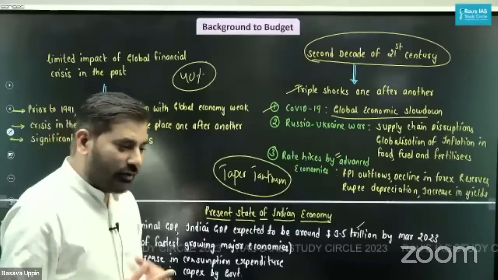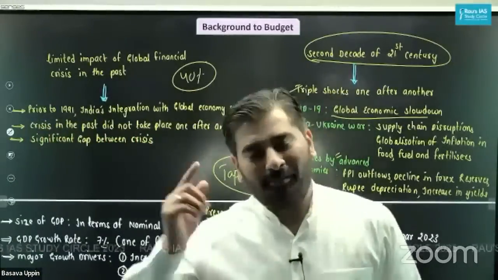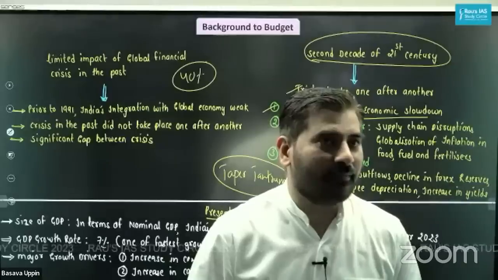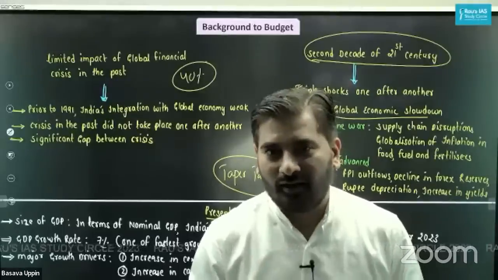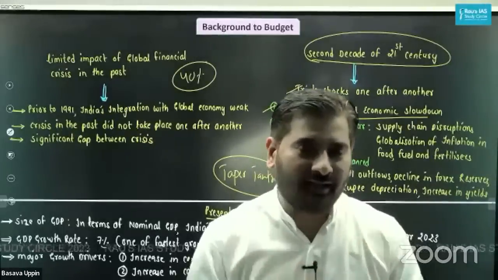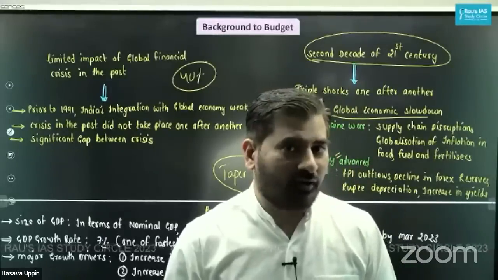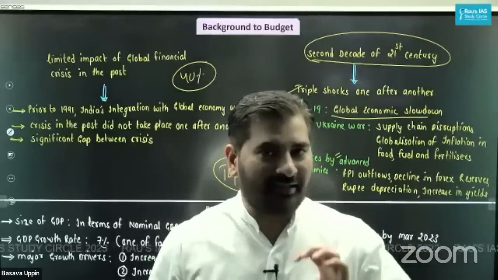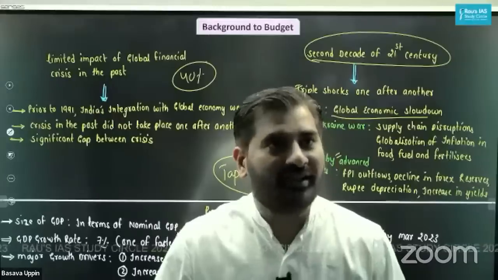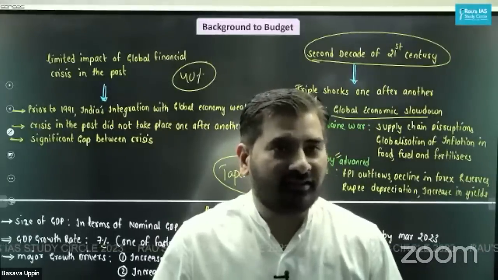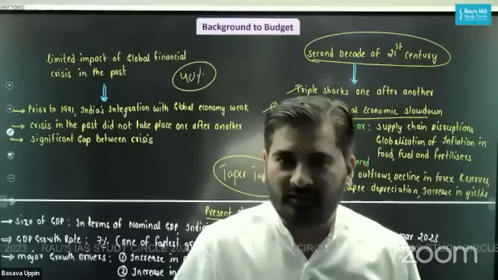So in a way, we are slowly coming back to the growth rate which we used to register prior to the COVID-19 pandemic. The question is, what are the major drivers? Which factors have enabled the Indian economy to register a higher growth rate? Now, most of you must be knowing that one of the biggest drivers of the Indian economy is the private final consumption expenditure. Private final consumption expenditure is when people spend money on purchase of goods and services.